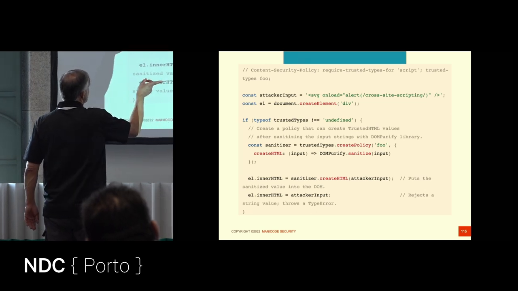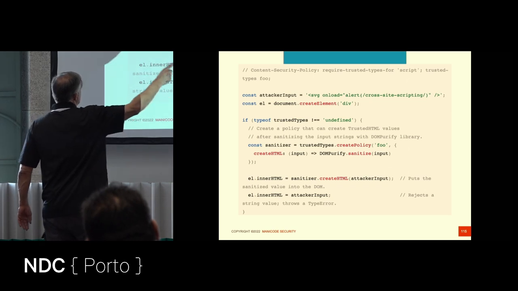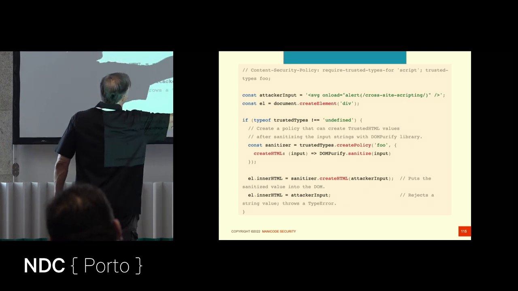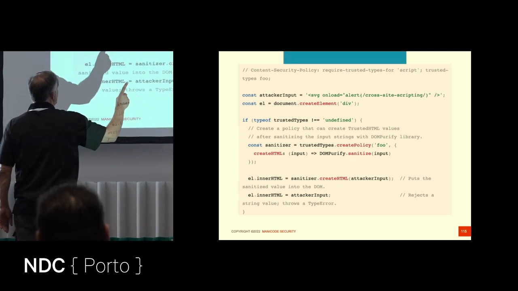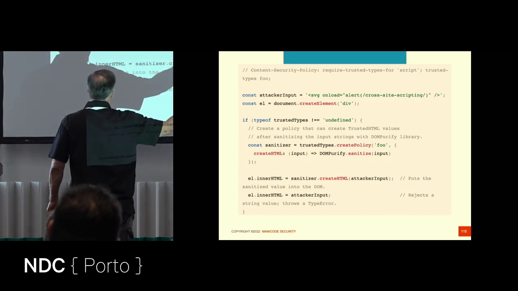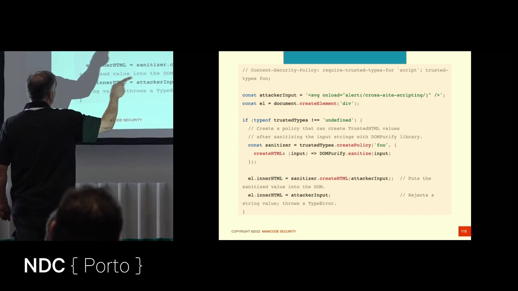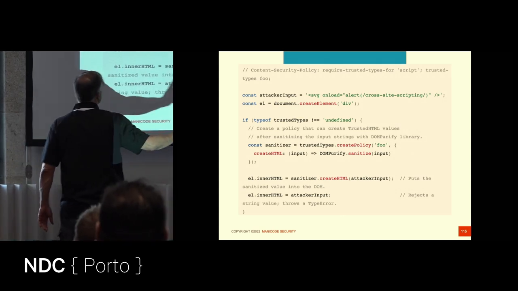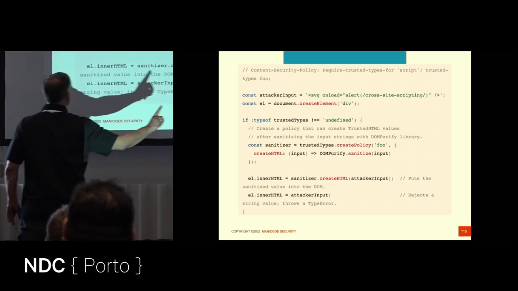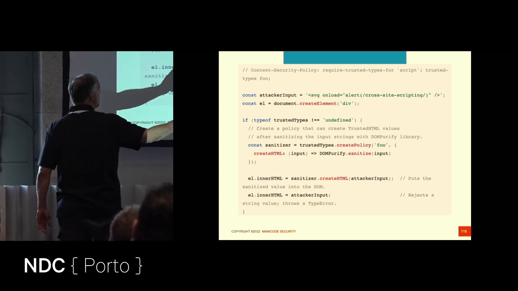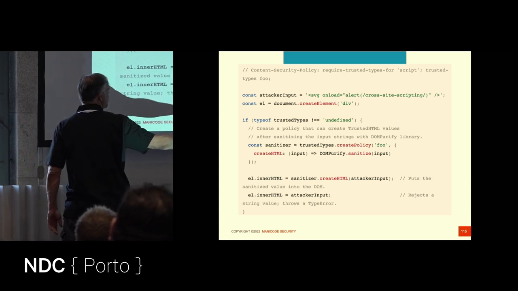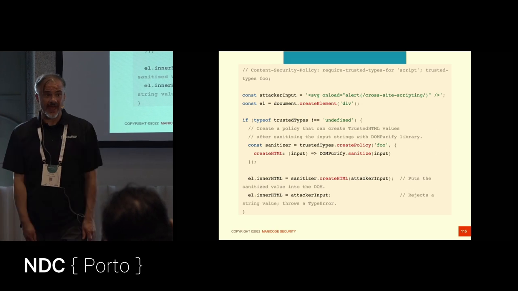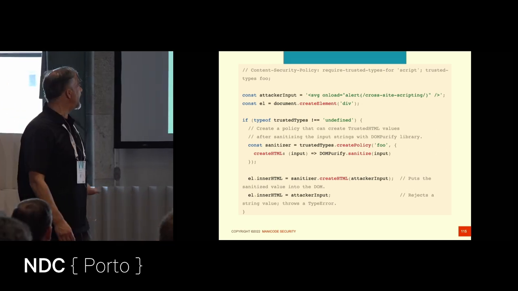So up here I say the constant sanitizer, anyway, if type of trusted types is undefined, sanitizer is create policy foo, and create HTML says DOM purify sanitize the input for any HTML create function. So if I go sanitizer create HTML, then I got a safe use of inner HTML. And if I use inner HTML by itself, it's not gonna run anymore because trusted types says you may not do that.